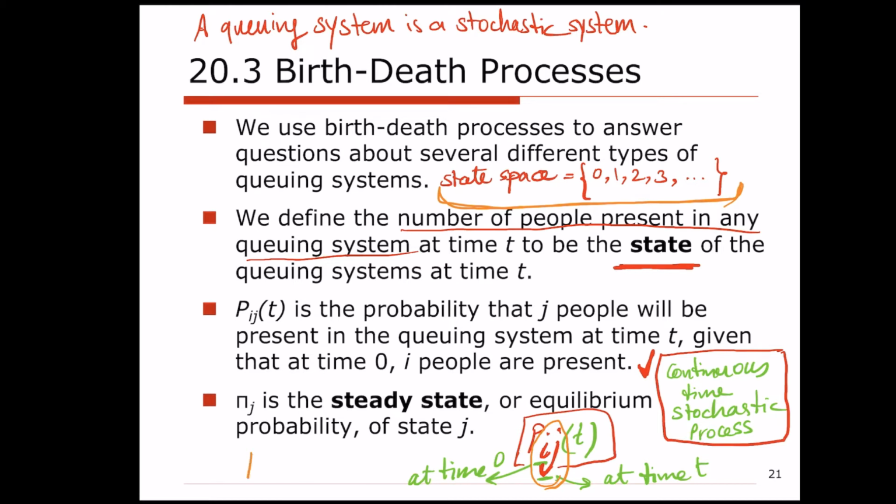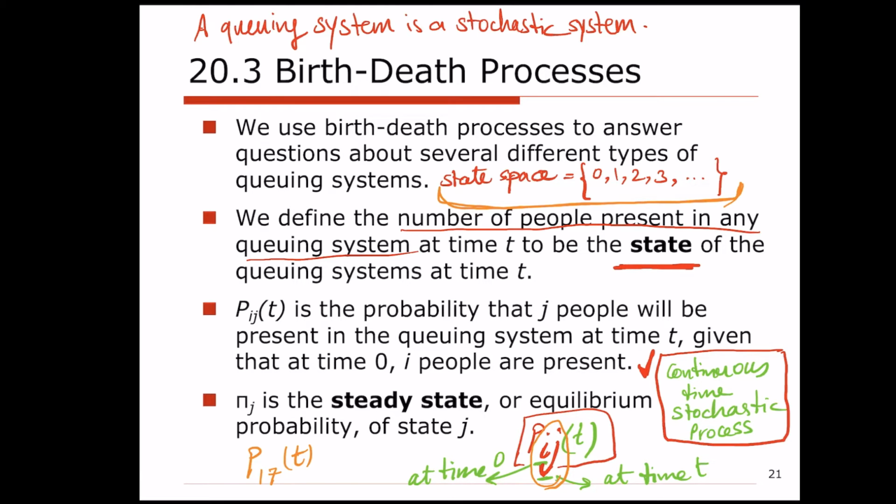For example, if the system is at state 1 at time 0, there is 1 person in the system at time 0, what is the probability that we end up with, let's say, 7 people in the system at time t? And t is any real number in the time axis, any continuous real number in the time axis.